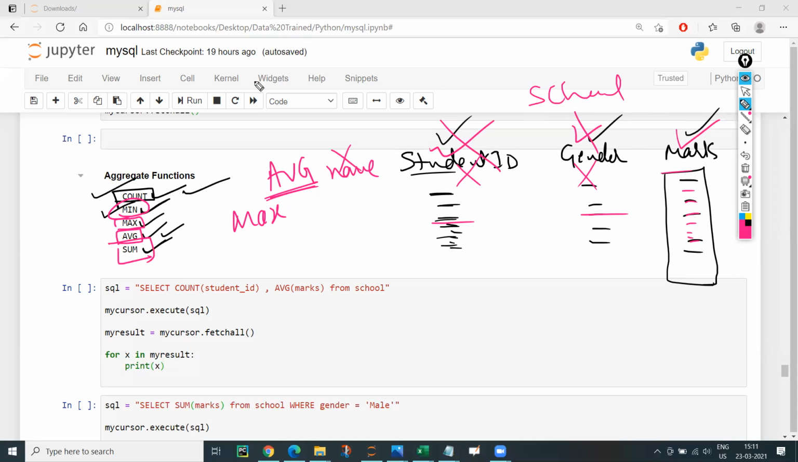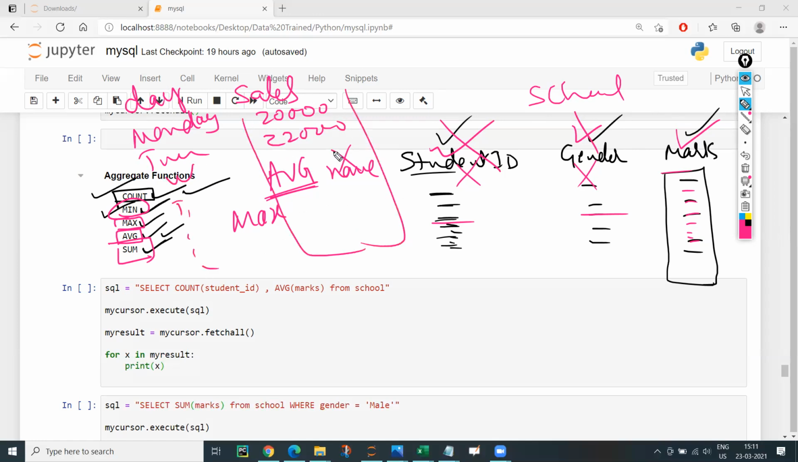Or in a business, we will have sales. I will have Monday, which I will call a day, and this is the sale. Monday I have a 20,000 sale. Tuesday I will have a 22,000 sale. Wednesday, Thursday, Friday, and Saturday. So I will be able to find all the sales for a whole week. However I want, I can use it.